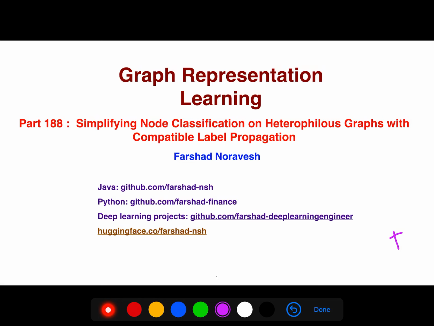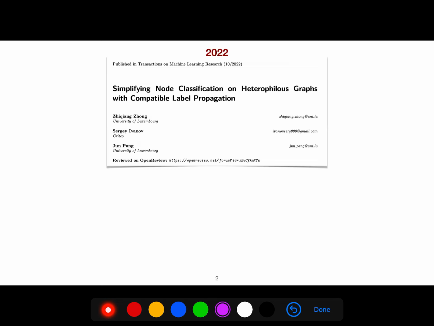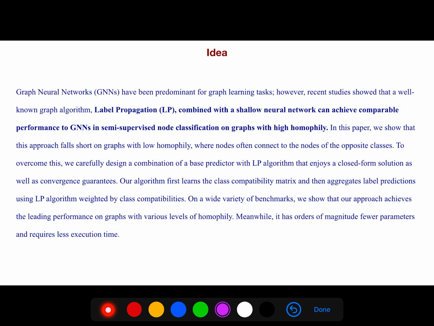So today I'm going to be explaining another important paper with the title Simplifying Node Classification on Heterophilous Graphs with Compatible Label Propagation. This paper appeared in 2022 in the Journal of Machine Learning Research.